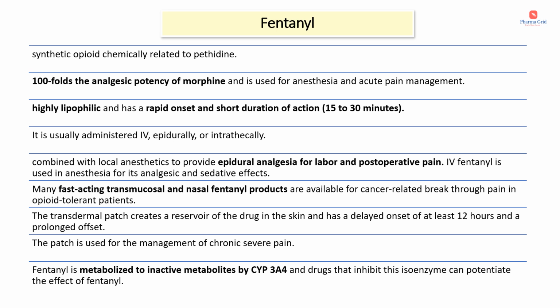Many fast-acting transmucosal and nasal fentanyl products are available for cancer-related breakthrough pain in opioid-tolerant patients. The transdermal patch creates a reservoir of the drug in the skin and has a delayed onset of at least 12 hours and a prolonged offset. The patch is used for the management of chronic or severe pain. Fentanyl is metabolized to inactive metabolites by CYP3A4, and drugs that inhibit this isoenzyme can potentiate the effect of fentanyl.